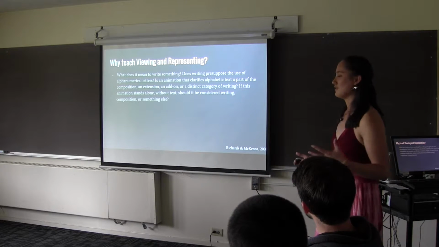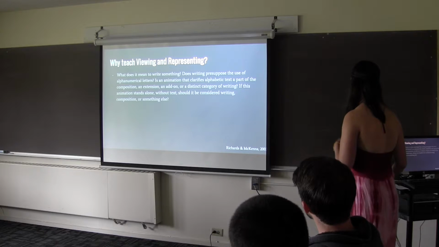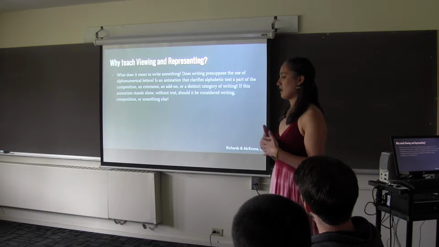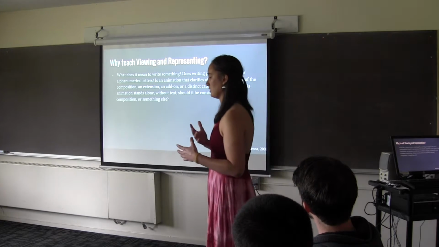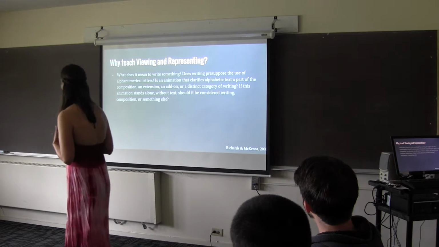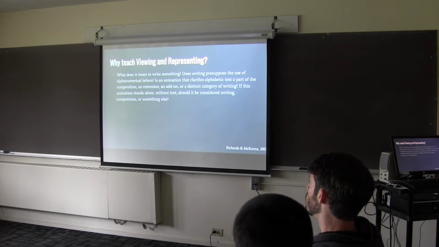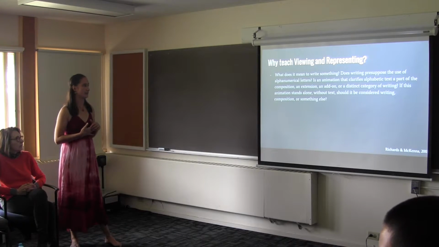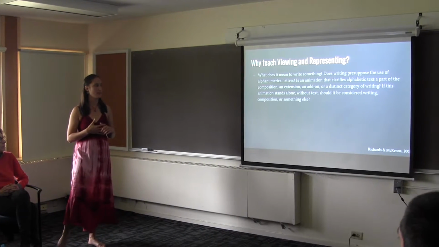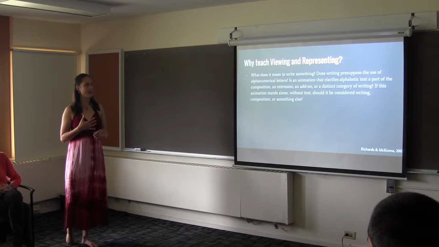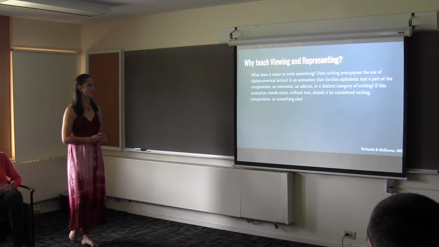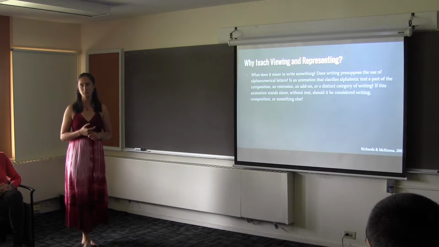So the question is, why teach viewing and representing? And these are all questions from Richards and McKenna, and it got me starting to think about why we should actually teach viewing and representing. The first set of questions has to do with writing, and what does it mean to write something? Does writing presuppose the use of alphanumerical letters? Is an animation that clarifies alphabetic text a part of the composition, an extension, an add-on, or a distinct category of writing? If this animation stands alone without text, should it be considered writing, composition, or something else?